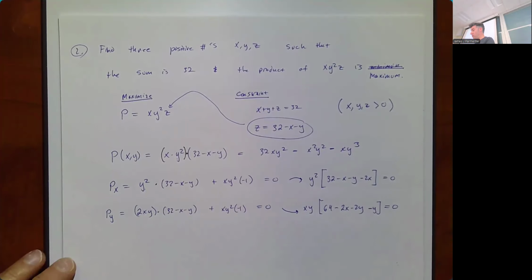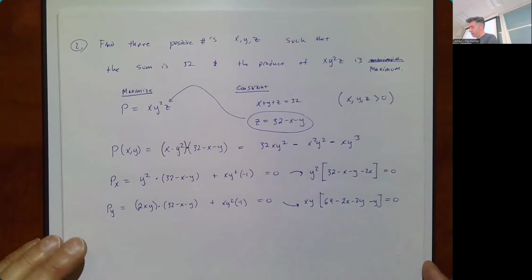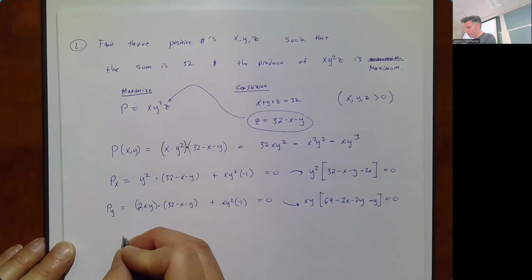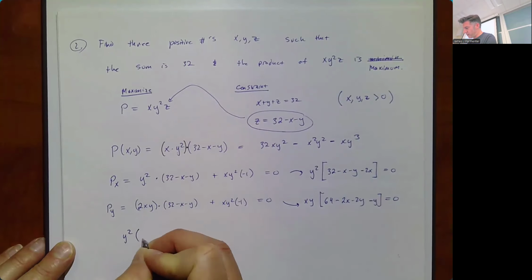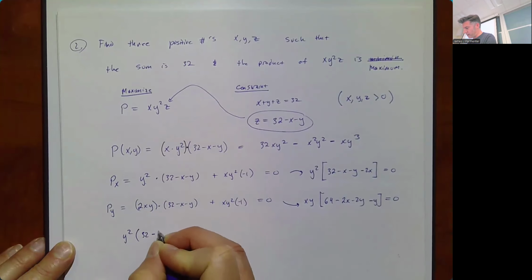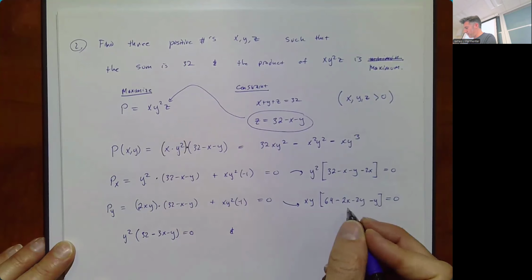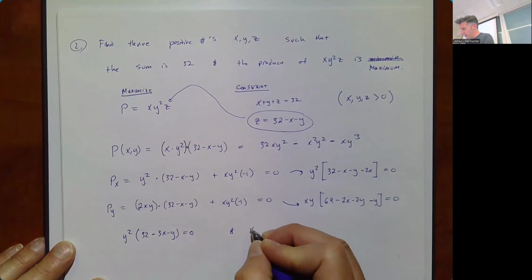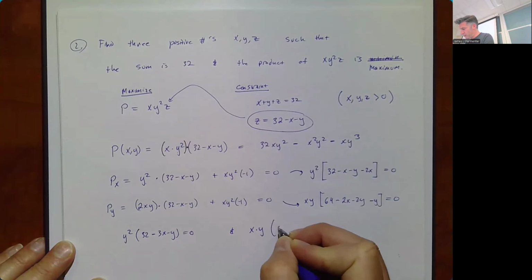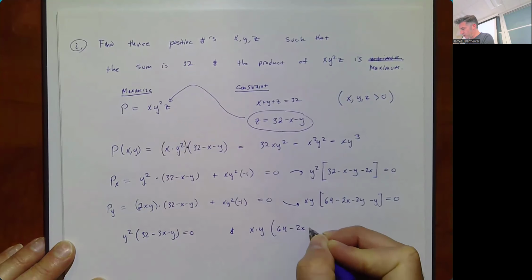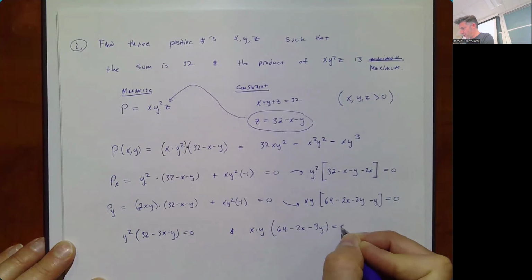So interesting. Yeah, this is good. So this requires a little bit of work. So simplifying this a little bit further, we have y squared times 32 minus 3x minus y equal to 0. And this one, simplifying that a little bit more, we have x times y times 64 minus 2x minus 3y equal to 0.